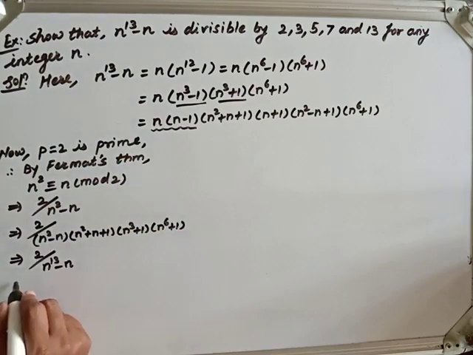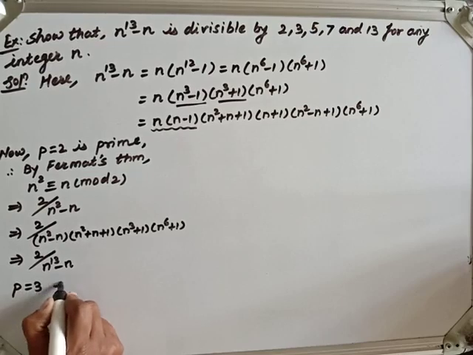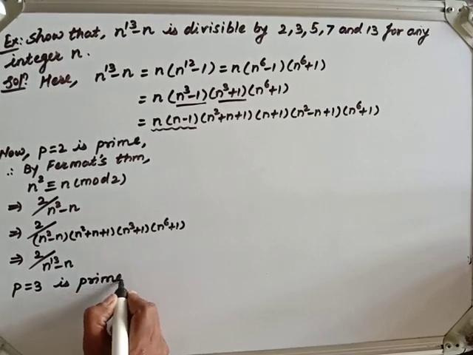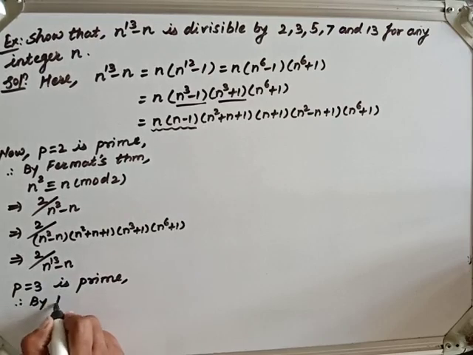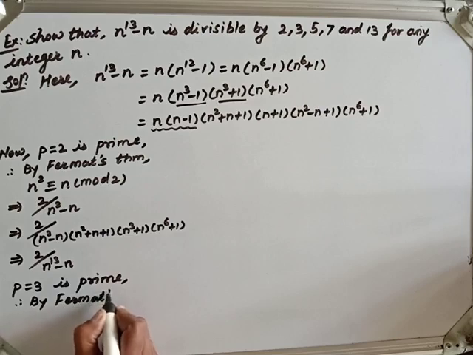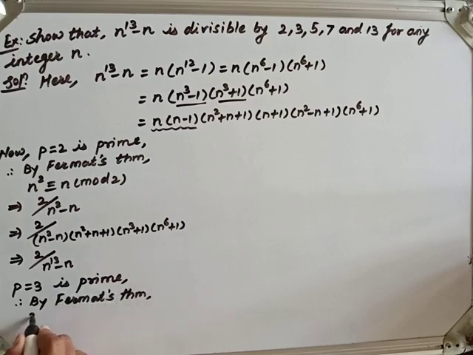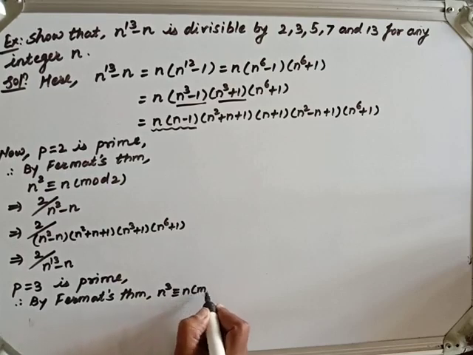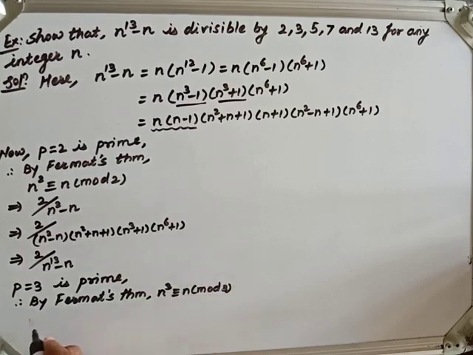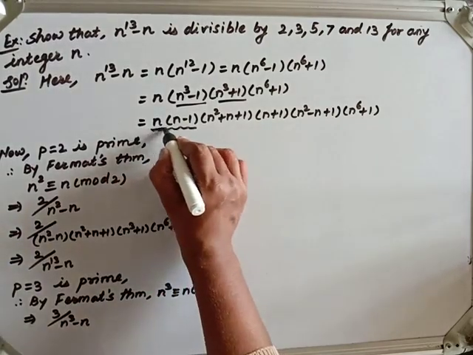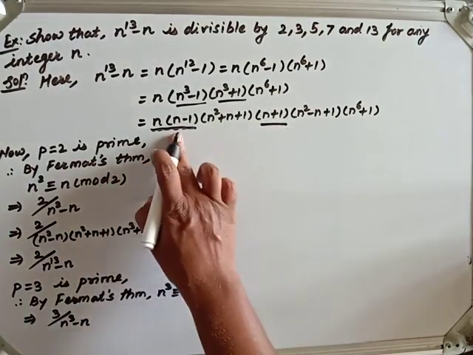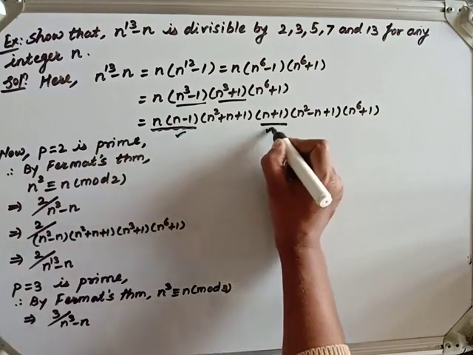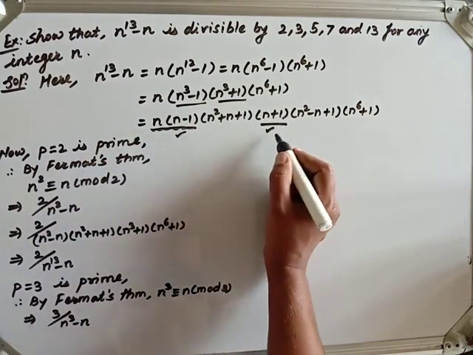Now again, p is equal to 3 is again a prime. Therefore, by Fermat's theorem, again, what we get? We get n cube congruent to n modulo 3. So this gives 3 divides n cube minus n. So n cube minus n will be this part multiplied by this one. Look at, these two will give n square minus 1 into n, which will be n cube minus n.